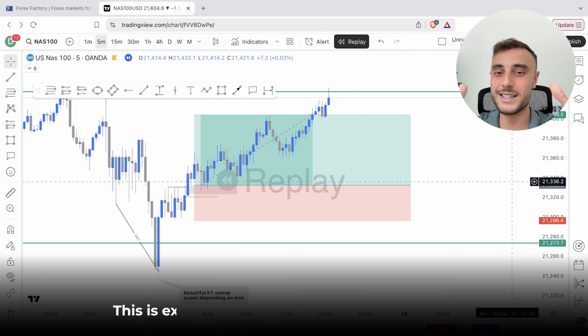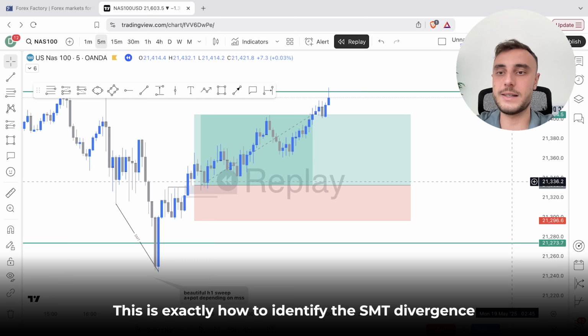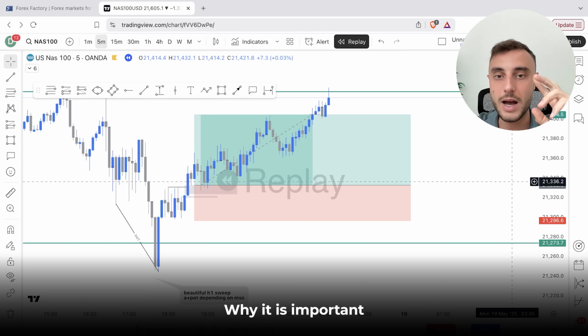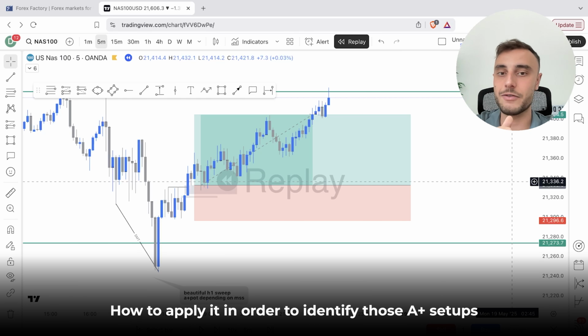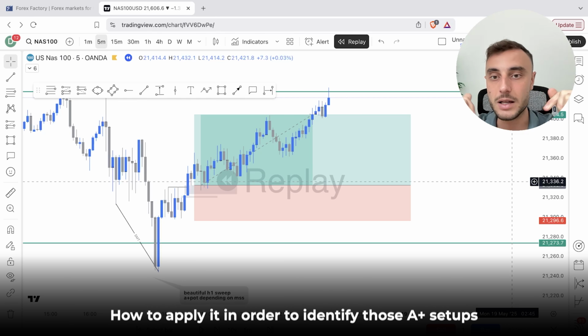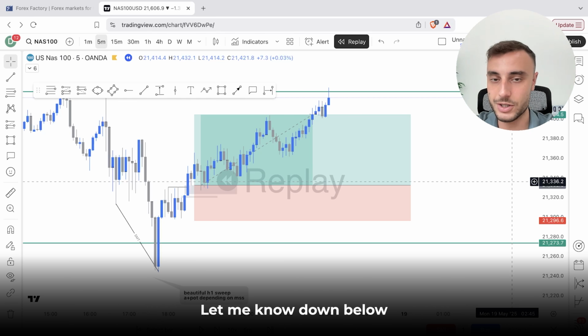And there you go, guys. This is exactly how to identify the SMT divergence, why it is important, and how to apply it in order to identify those A+ setups. Down below, let me know if there are any questions or unclarities.